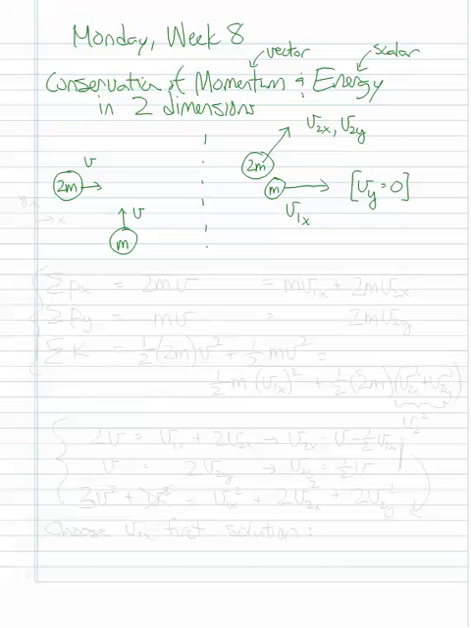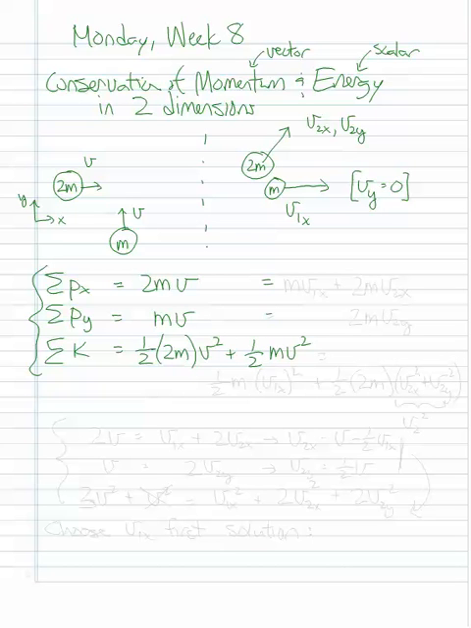Here we go. So we're going to write down that the sum of the momentum in the x direction, the sum of the momentum in the y direction, and the sum of the kinetic energies are conserved. And we'll solve those 3 equations simultaneously. So here we go. Let's choose x and y in the normal way. And so we get 2mv, that's the initial in the x. In the y, we just have mv. And the kinetic energy, well, they both have kinetic energy, and kinetic energy is a scalar. So 1/2 2m v squared plus 1/2 m v squared.